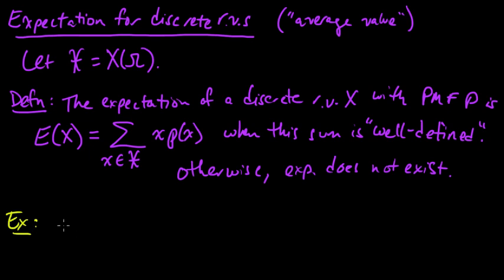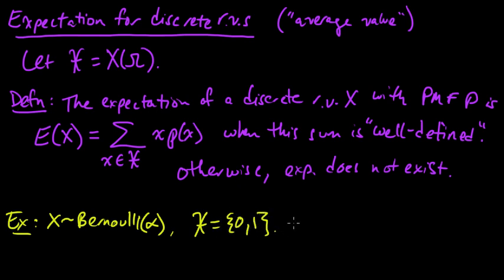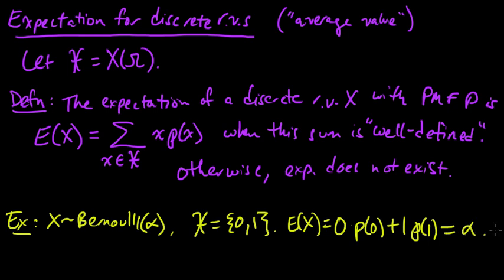So if x is a Bernoulli random variable, if you remember the definition of a Bernoulli with parameter alpha, then x takes values in just the set 0 and 1. And so the expectation is going to be, we're summing over these values, 0 times p of 0 plus 1 times p of 1. And this is, of course, 0, and p of 1 is just alpha by the definition of the PMF for a Bernoulli random variable. So this is just alpha.